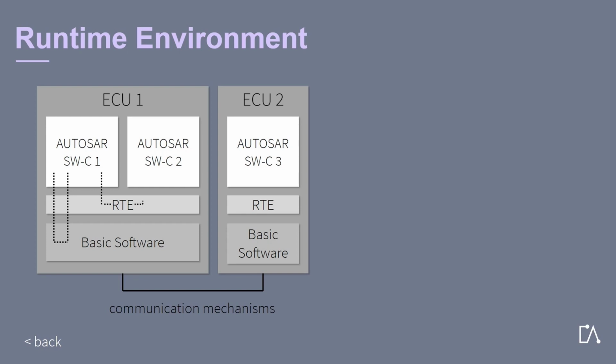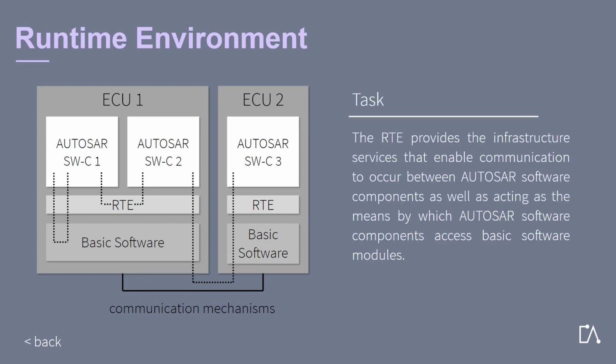If the components lay on the same ECU, the communication is solely based on the runtime environment. In this case, the virtual connections between the components are mapped onto local connections. If the components lay on different ECUs, the basic software is also involved. In this case, the virtual connections are mapped onto network technology-specific communication mechanisms, such as CAN or FlexRay frames. The main task of this layer is to make the AUTOSAR software components independent of the mapping to a specific ECU. Here you see a summary of what you just heard.